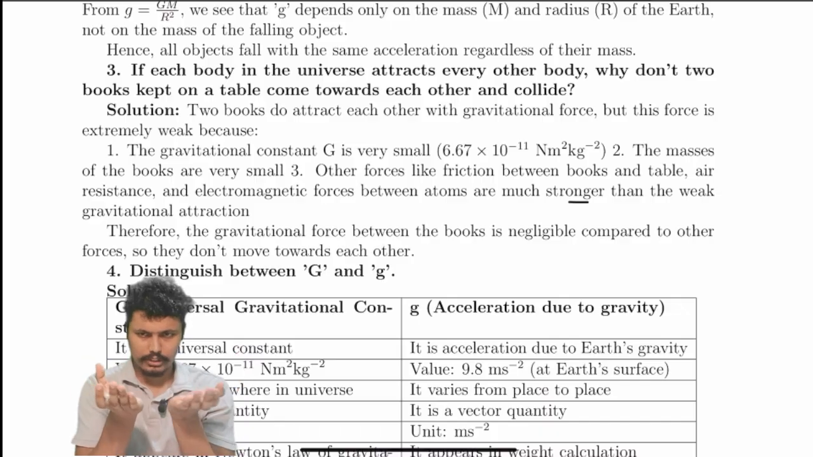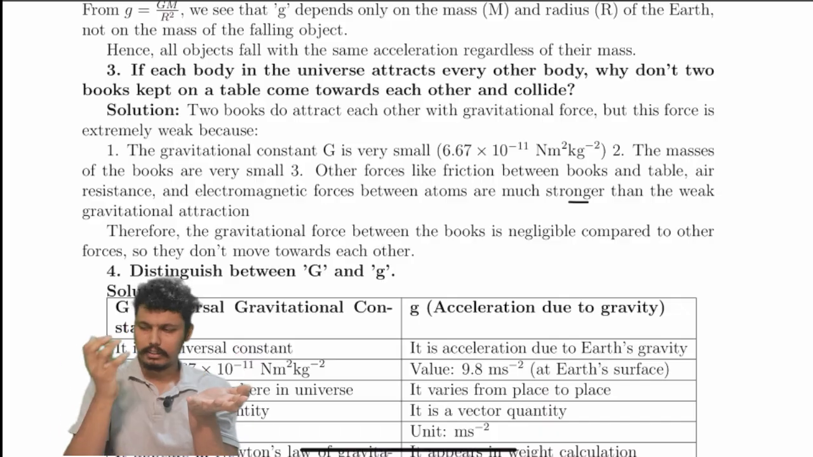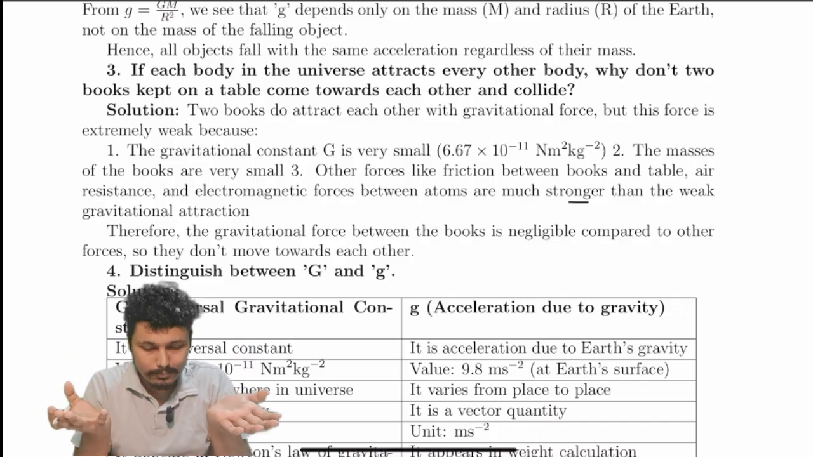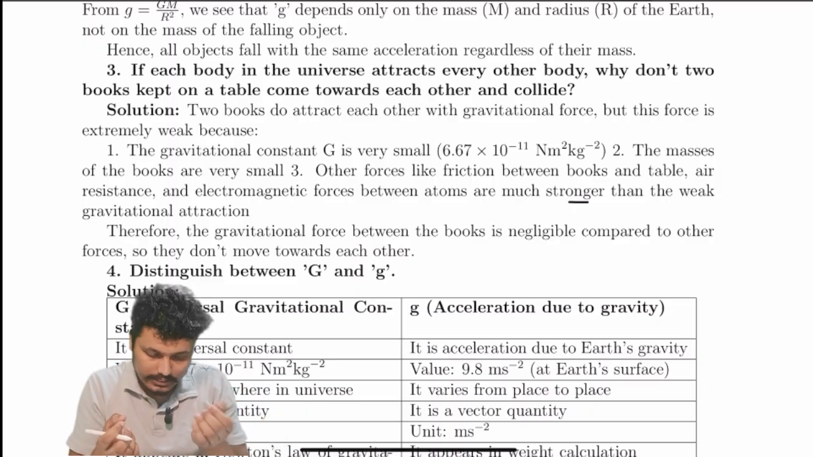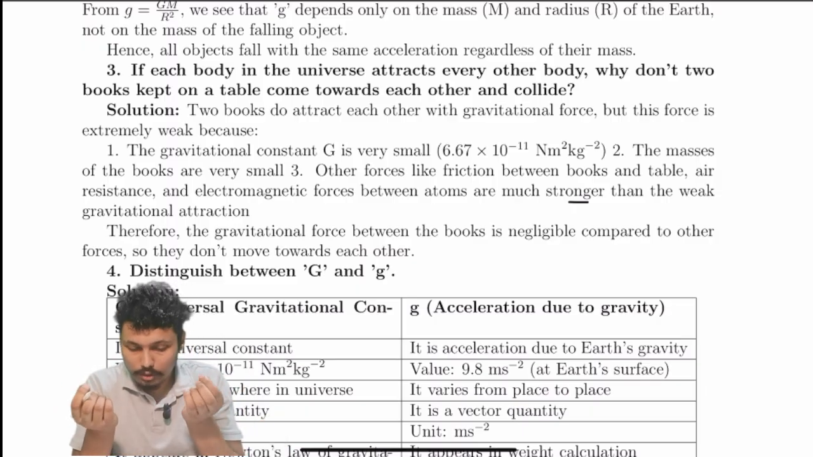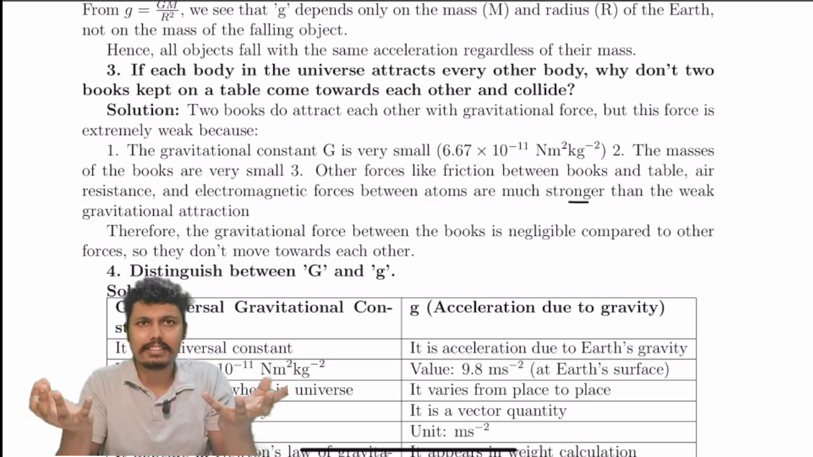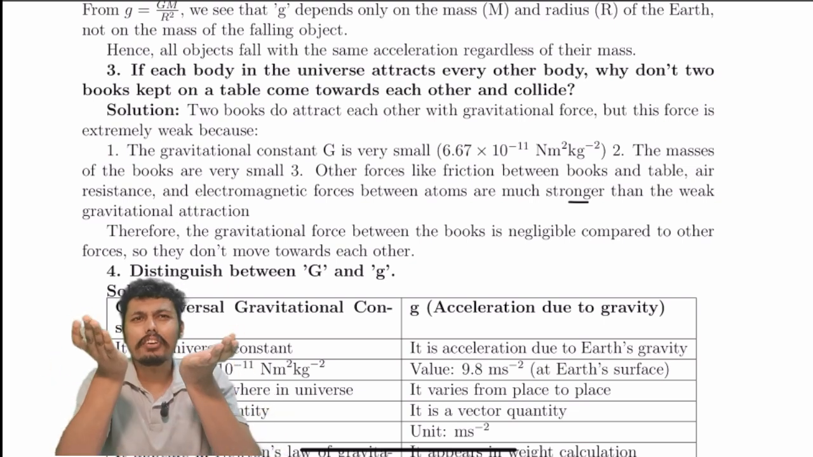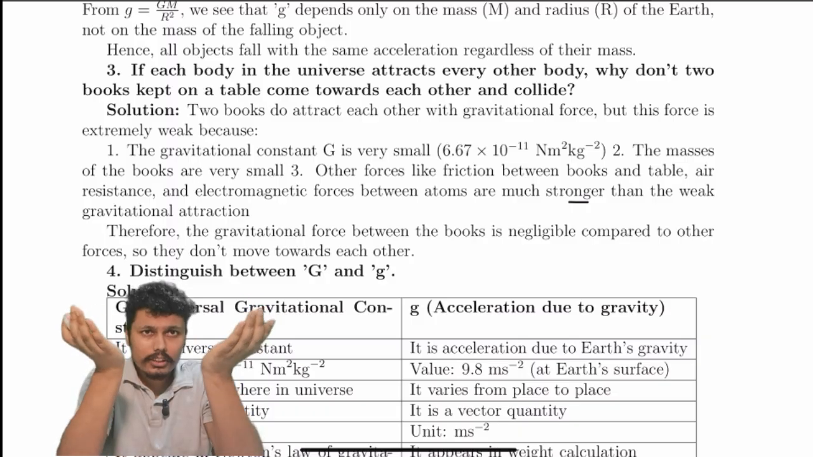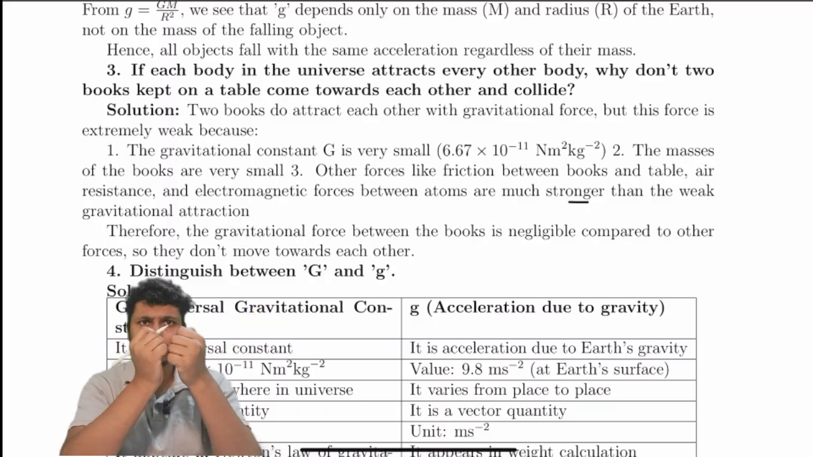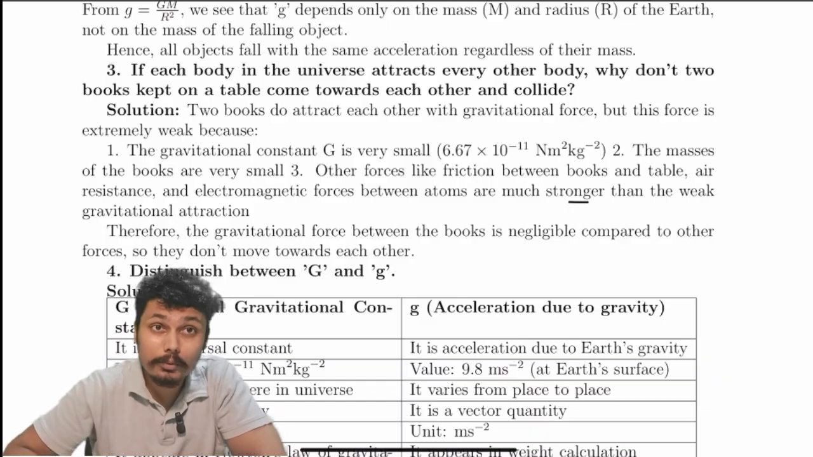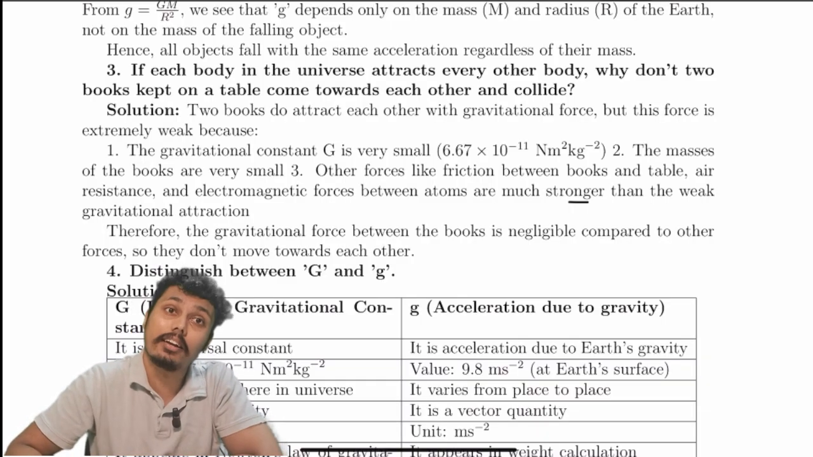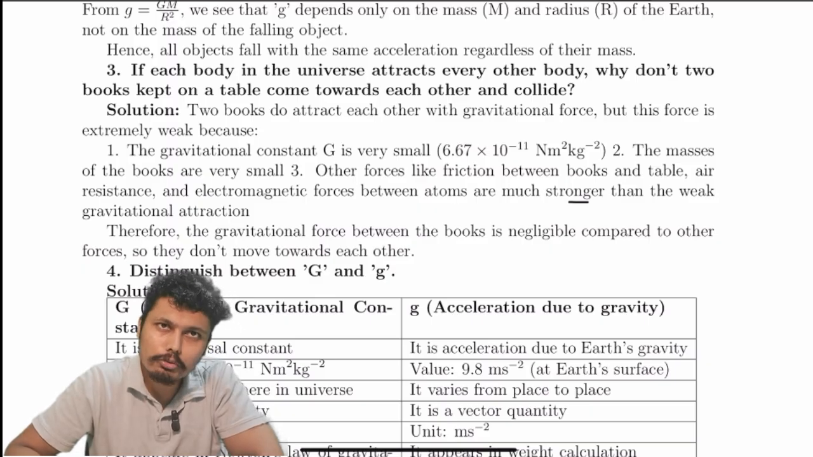There is friction between the book and the table, and there is air resistance. There are atoms and molecules which have some electromagnetic force. There are many forces here, and the gravitational force is the weakest. That's why the books don't collide, because the gravitational force is very small. Why is it small? Because the constant is very small, 6.67 into 10 to the power minus 11. I've told you how small that is, right?